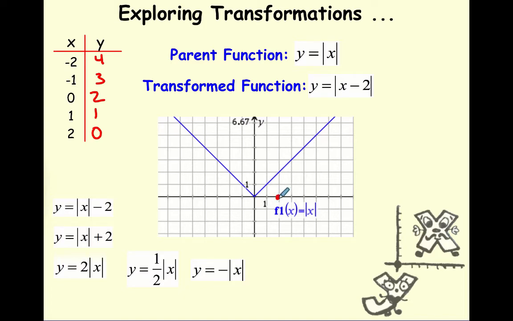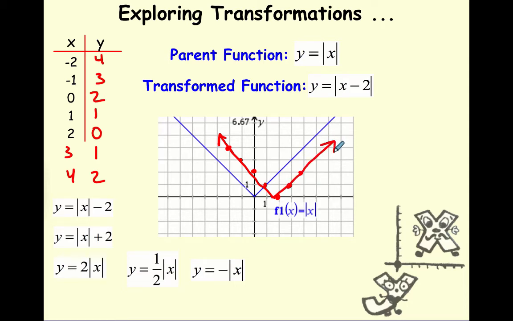So we have 2, 0, 1, 1, 0, 2, -1, 3, 1, -2, 4. And so I definitely see it's progressing this way. If I pick some points to the right of 2, 0, like 3, I would get 1. And if I picked 4, I would get 2, because 4 minus 2 is 2, and the absolute value of that is 2. And it looks like we have a V again.